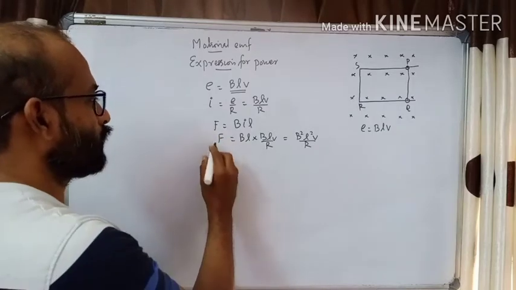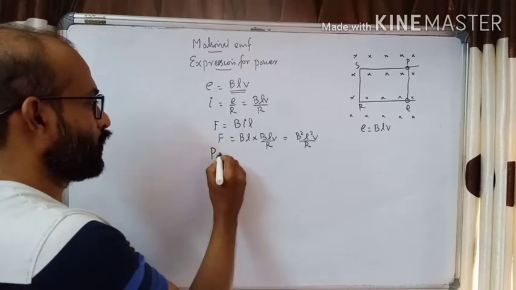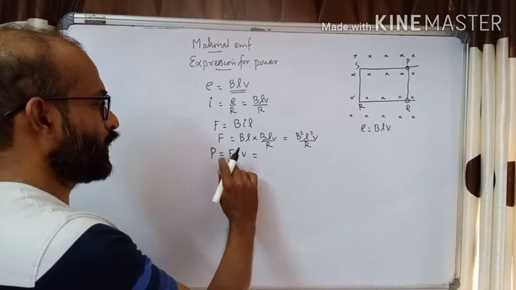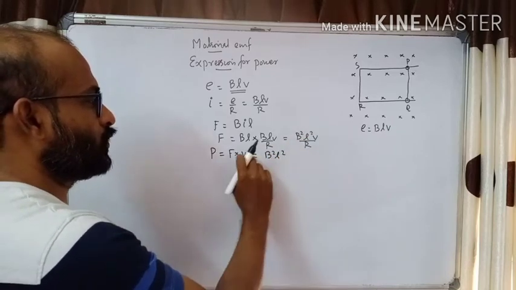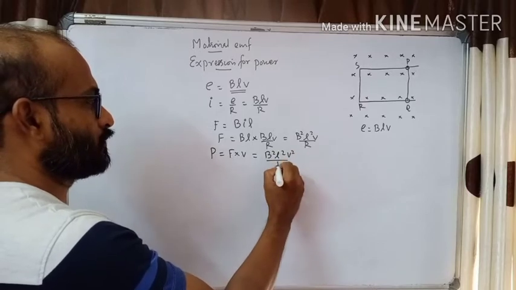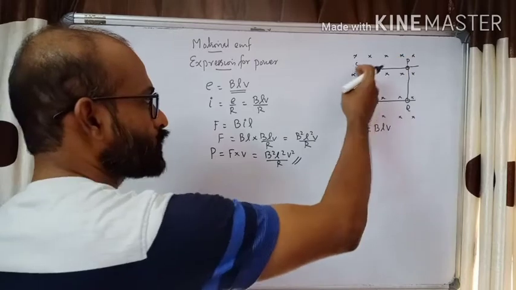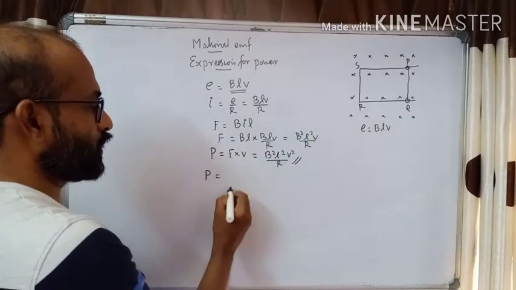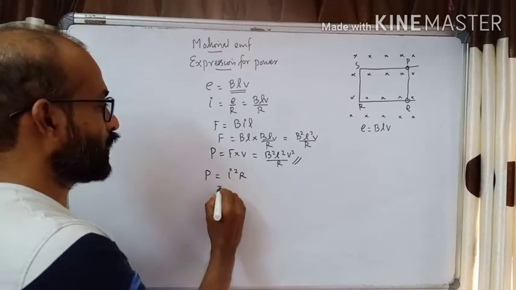Now what will be the power? We need to find the power dissipated. We have the equation: power is equal to force into velocity. When you multiply force with the velocity, you will get B square L square V square divided by R. This power will be dissipated as heat in the closed network. We also know the equation of power in terms of resistance: P is equal to I square R. We can show that both are equal.